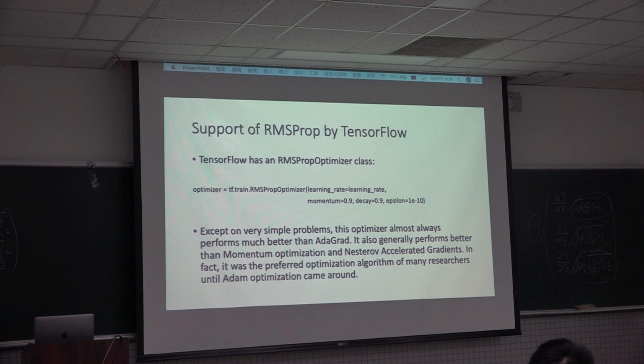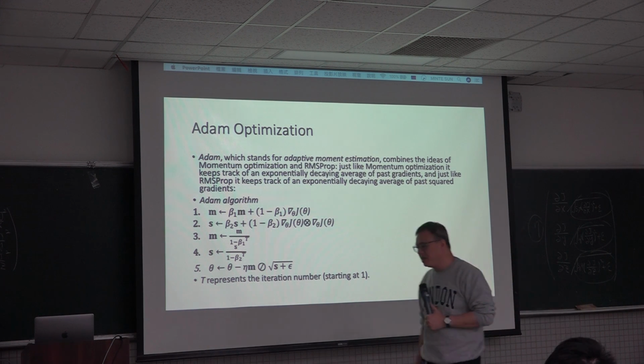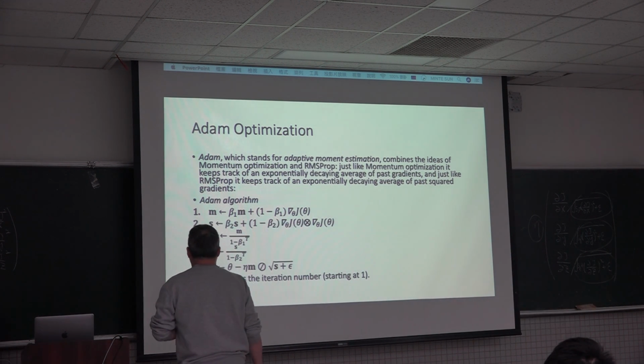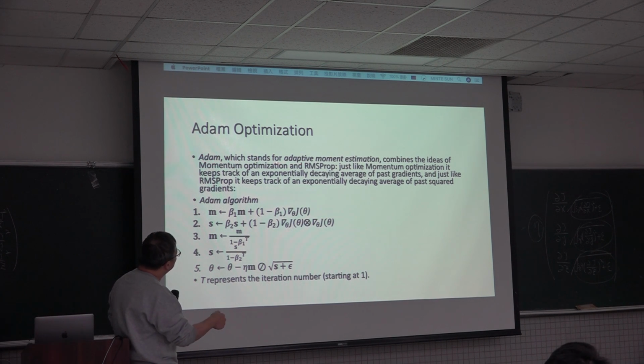But that's before the Adam optimizer came around. So here comes the last one, the Adam optimizer. Adam actually is not named after a person. You may think Adam optimizer is named after its inventor. No. Adam is an abbreviation of adaptive moment estimation. It combines ideas of momentum optimization and RMSProp.